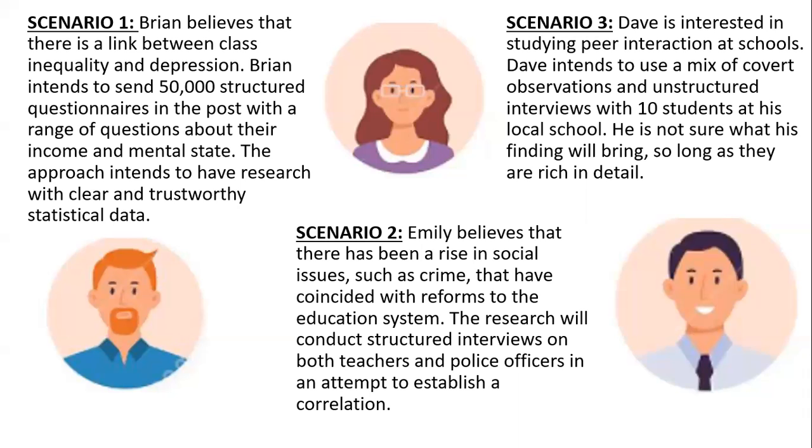So is there a hypothesis? No, it says that it's studying peer interaction at schools, but it's not really got two variables, and it's not really got a prediction about it. We also know this through the methodology, so it's all very much detail orientated. You know, it wants covert observations and unstructured interviews. It's not looking for closed off questions. And the sample's really small. It's only 10 students. And then to finish off, the results itself is looking for rich in detail.